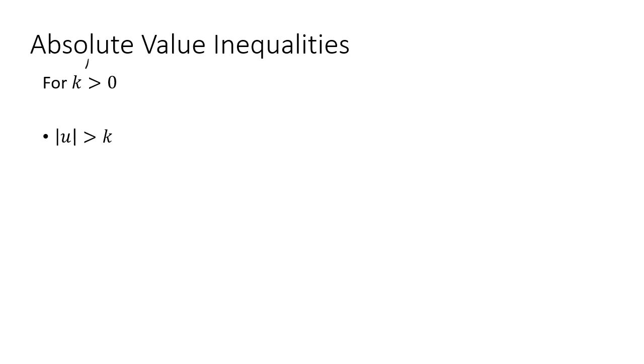So let's say you have some constant k greater than 0, because we're dealing with absolute values here. If you have the absolute value of some expression u greater than k, think about what absolute value is by definition. It is distance from 0 on the number line. So what you're saying here is that the distance has to be greater than some value k. So as an example, let's say we had absolute value of x greater than 2.